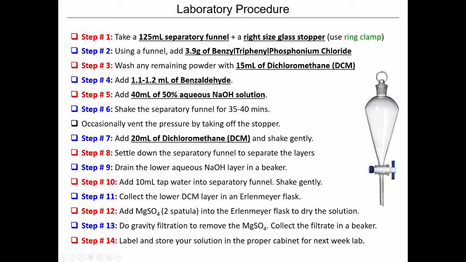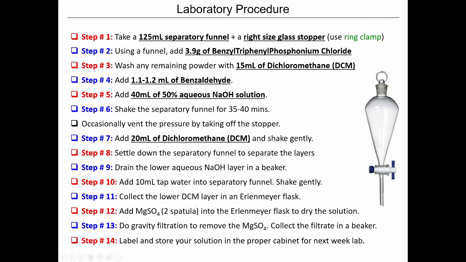So what we should expect is two distinct layers. The top should be our organic layer that contains our stilbene, and the bottom should just be the aqueous waste. So what we'll do is drain the aqueous waste first, add a bit of tap water to the separatory funnel just to clean it out, and then we'd collect the lower DCM layer into an Erlenmeyer flask. Remember that the dichloromethane layer is what's going to contain our stilbene.